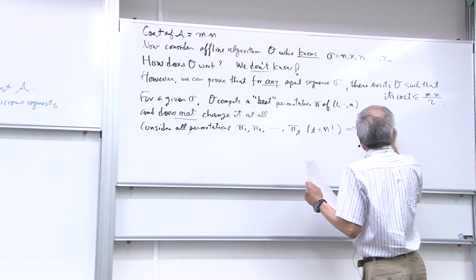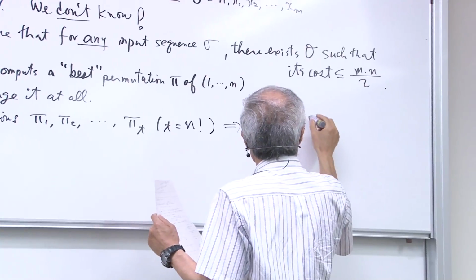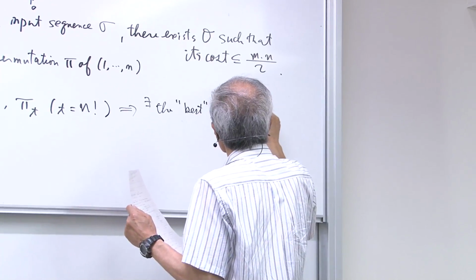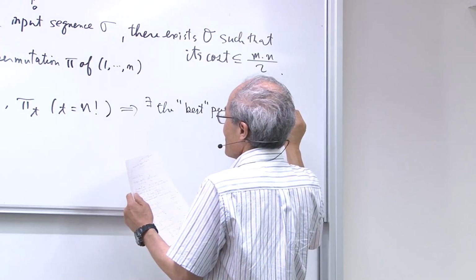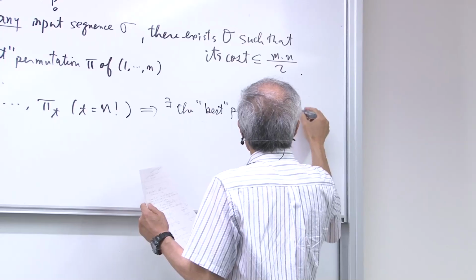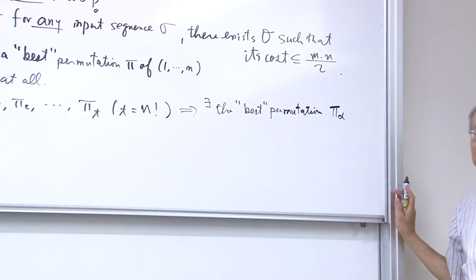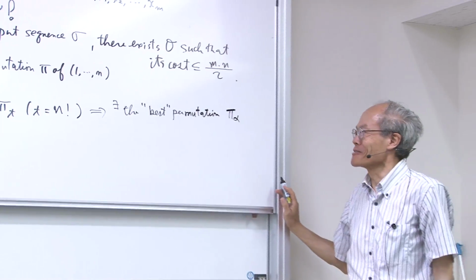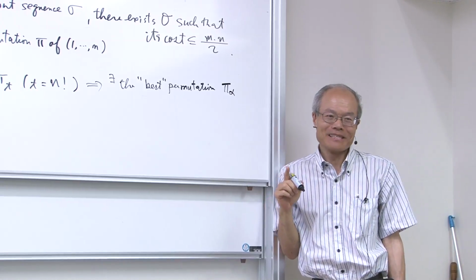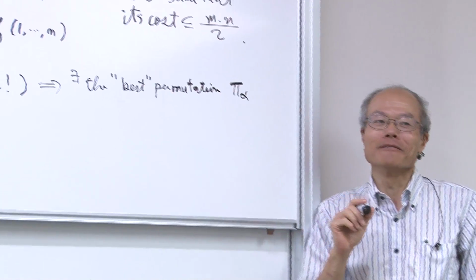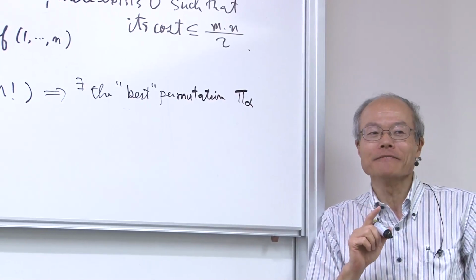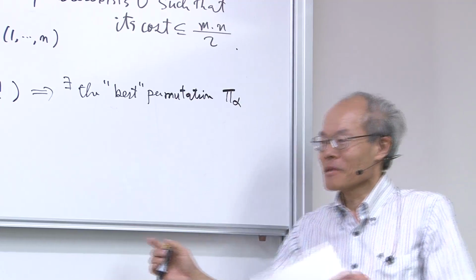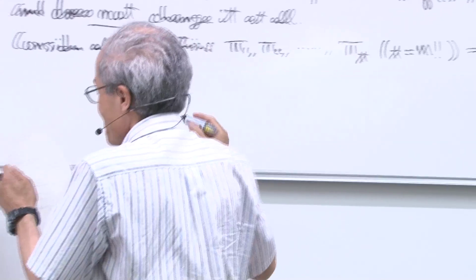There exists the best permutation pi alpha. Actually, it is interesting. We don't know how to compute this permutation efficiently, but we can prove that there exists this permutation pi. Why? It's pretty easy.